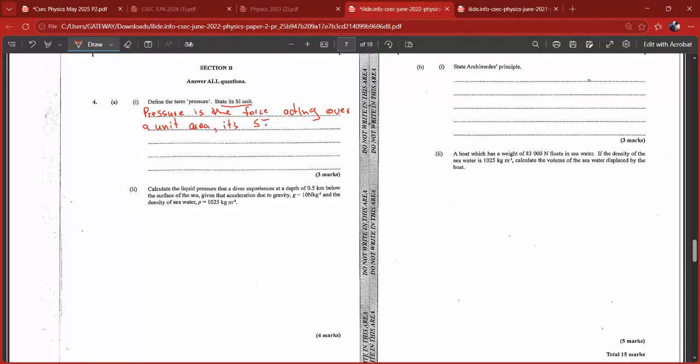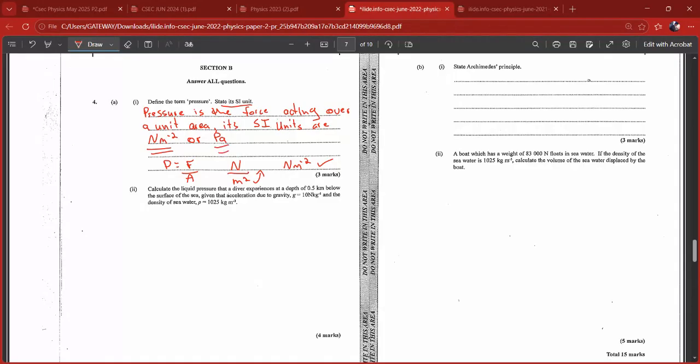Its SI unit or units are Newton per meter squared or Pascal, Pa for Pascal. Now the formula for pressure is equal to force divided by area. So if you replace force with Newton and you replace area with meter squared, you get Newton all over meter squared. Bring the meter squared on top, you will get Newton per meter squared. That's how I got Newton per meter squared there. And well, another unit for pressure is Pascal.